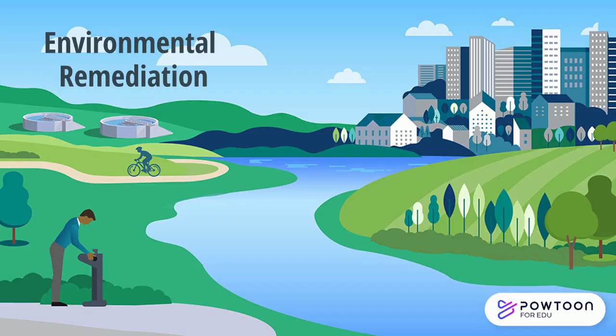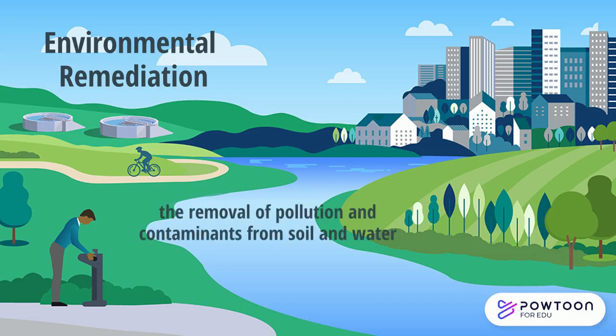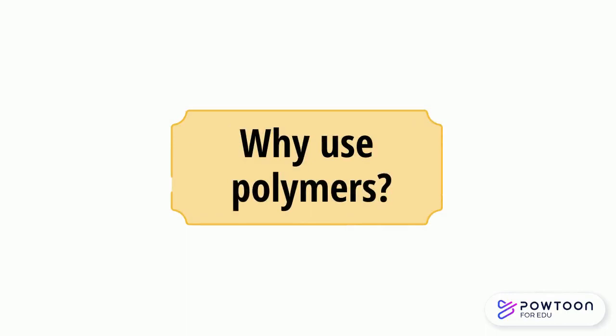To solve this problem, there's a procedure known as environmental remediation. This involves removing pollution and contaminants from soil and water with the potential intention of restoring land or water to its original state. Why use polymers?